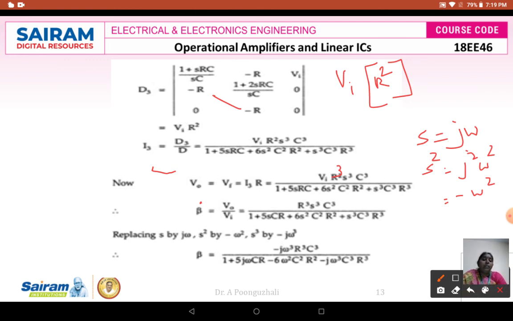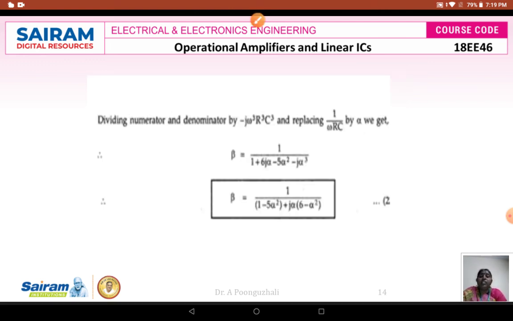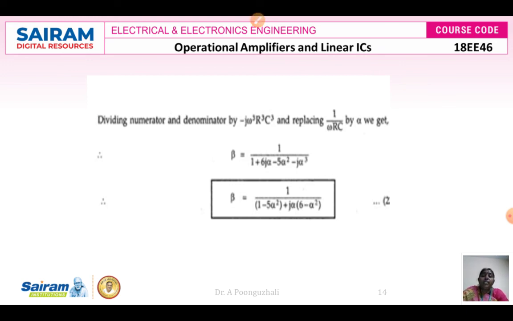Now equate your real parts and your imaginary parts. So if I group it out, my beta value is going to be, divide your numerator and denominator by minus j R cube C cube omega cube, and replacing 1 by omega RC by alpha, my expression is going to be simplified as beta is equivalent to 1 by 1 plus 6j alpha minus 5 alpha square minus j alpha cube. So if I write it in real parts and imaginary parts, if I substitute, it is separated: 1 by 1 minus 5 alpha square plus j alpha into 6 minus alpha square there.